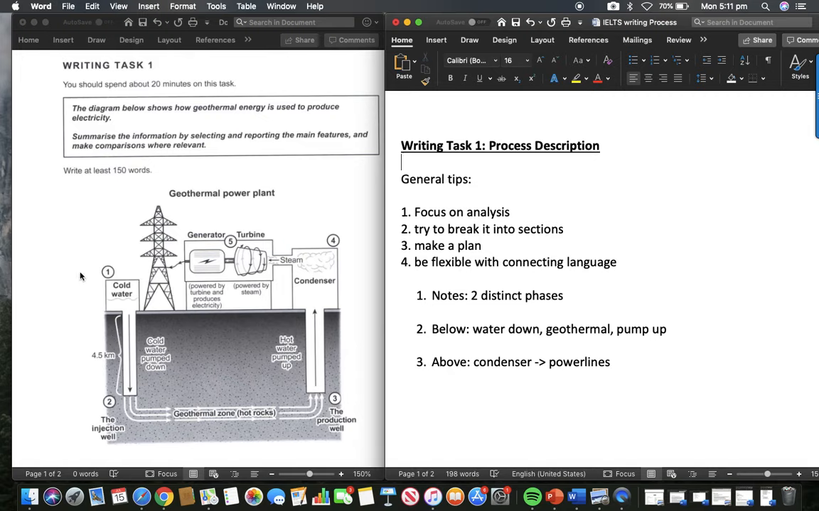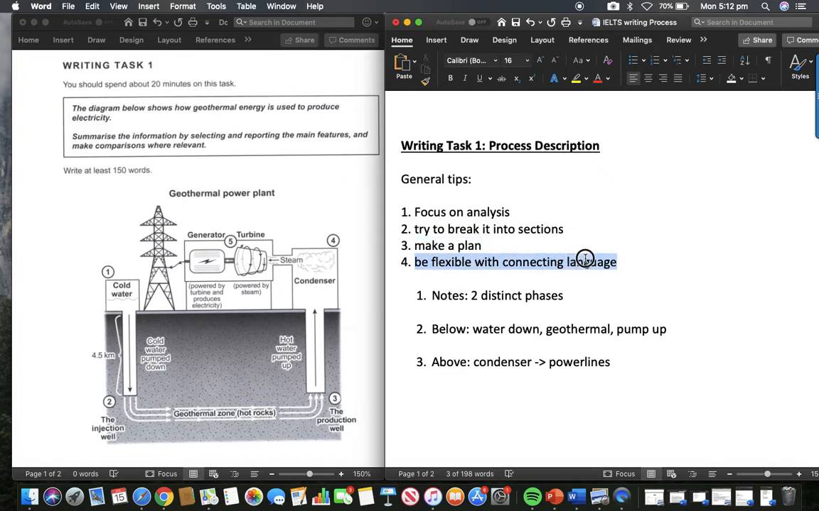This could be 3. You could start here. That could be 1, above ground, underground, and then above ground again. It's up to you. Make a plan. Always make notes. It's easier to just start writing if you have notes. I still make students take 5 minutes to analyze and make a plan, and then it's easy. 15 minutes is more than enough time. They can sometimes write them in 10 minutes if they have a plan.